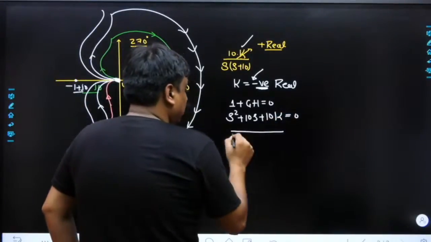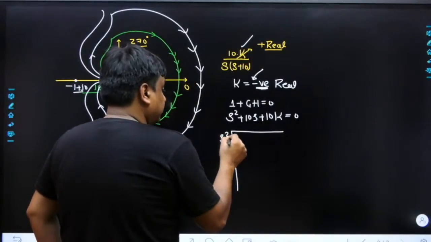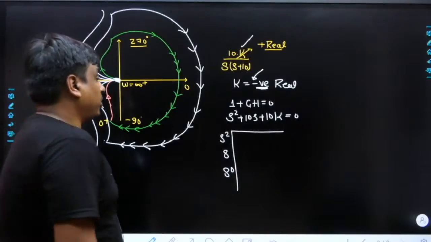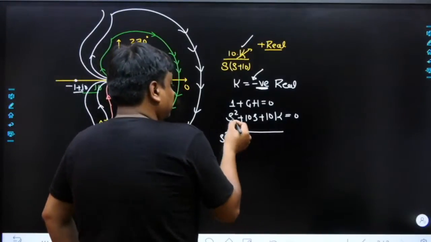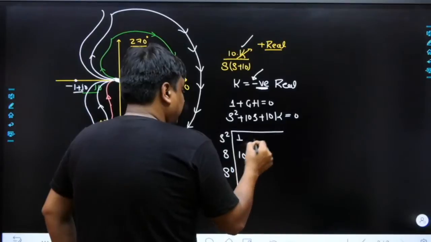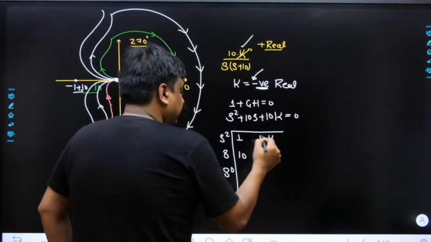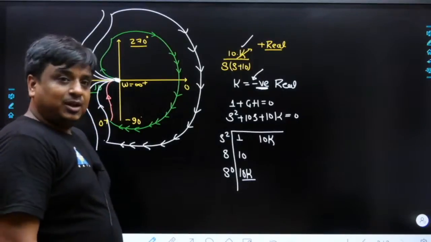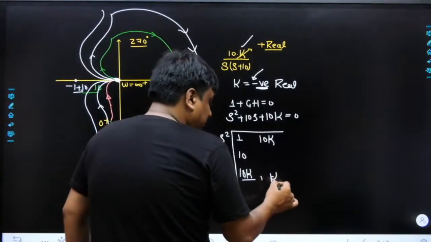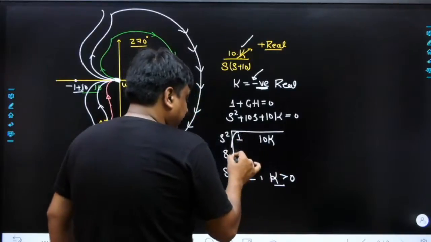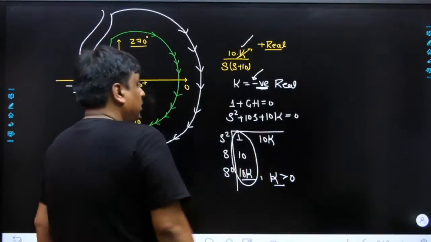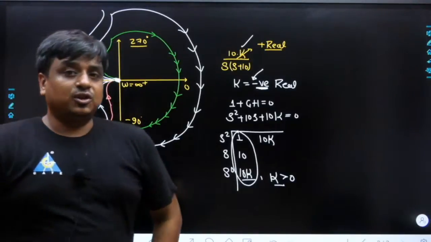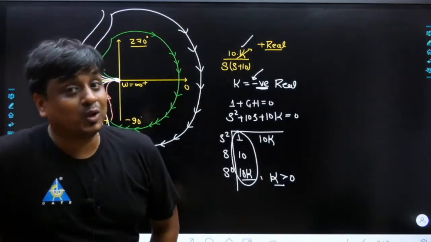Now let me draw the Routh array table. Here goes s², here comes s, and here it lands at s⁰. Let me feed the data: 1 here, 10 here, 10K here, and the last entry is 10K. If we talk about stability, if we ensure the value of K is greater than 0, there is no sign change in the first column of the Routh array. That means the system remains stable, whether you keep K equal to 10, 20, 30, 50, 100, 200, 3000.